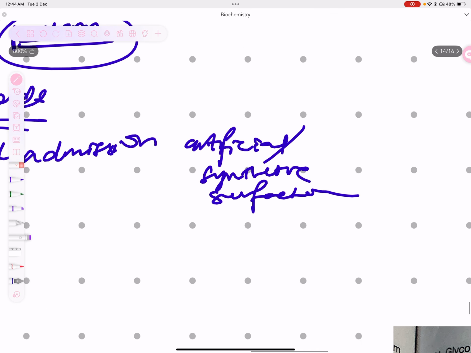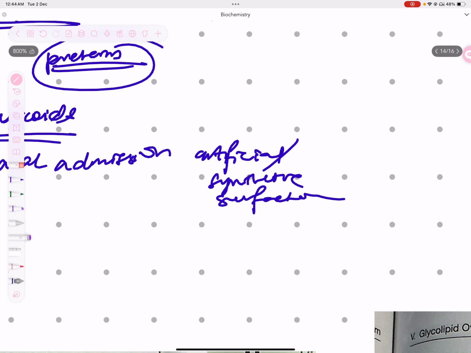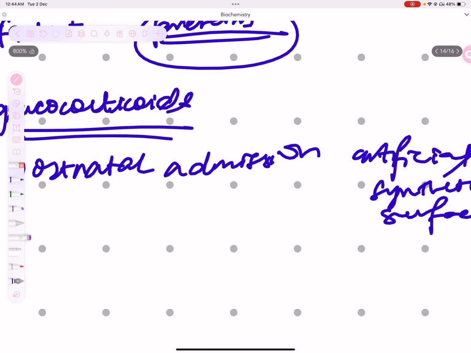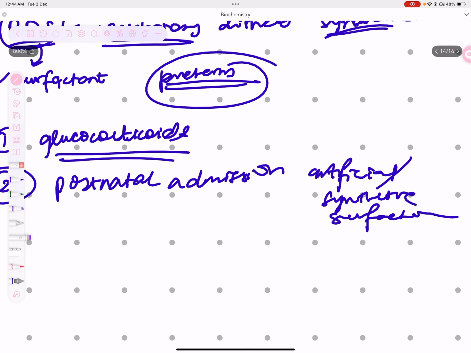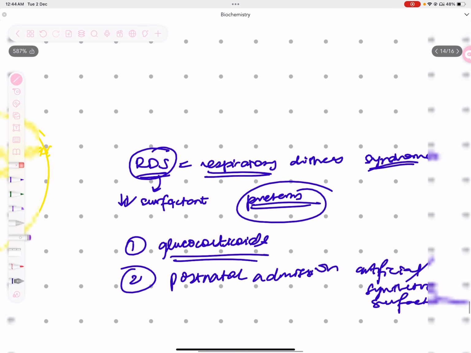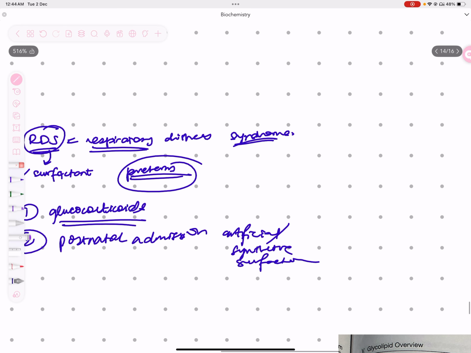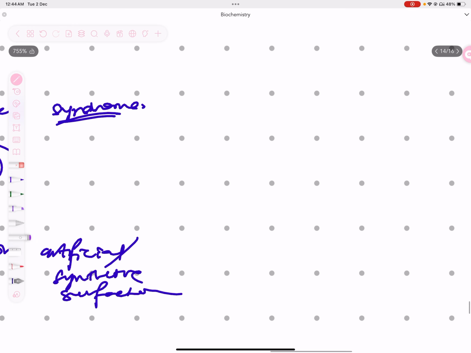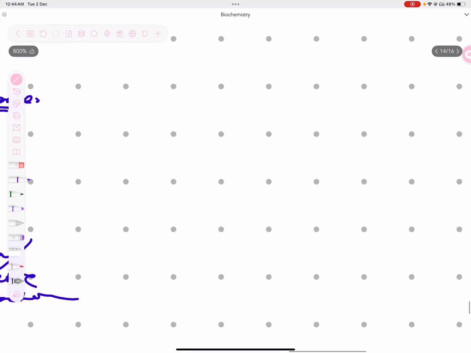Also, you may be wondering how you can administer surfactant. That is done by intratracheal instillation. So it's like sent into the trachea. Now, this is RDS for the babies, right? Or fetuses. Now, when we talk about adults, they normally have acute RDS.